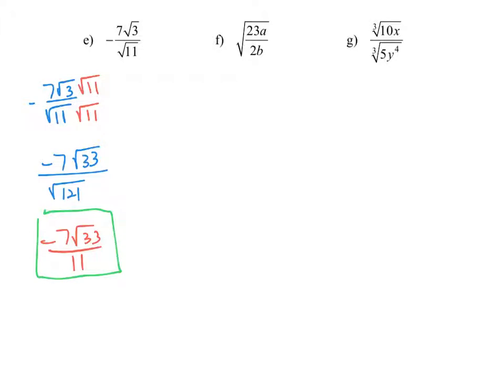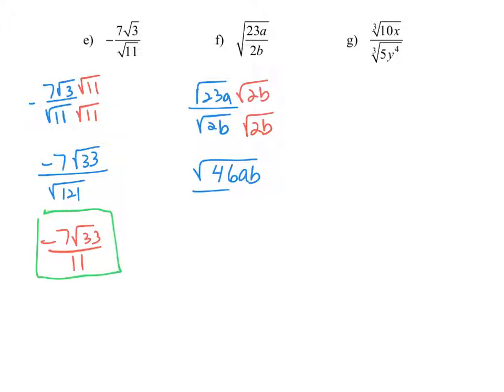For example F, we can write this as the square root of 23a in the numerator over the square root of 2b in the denominator. So to rationalize the denominator, we're going to multiply the numerator and the denominator by the square root of 2b. And then we get the square root of 23a times the square root of 2b, which is the square root of 46ab in the numerator.